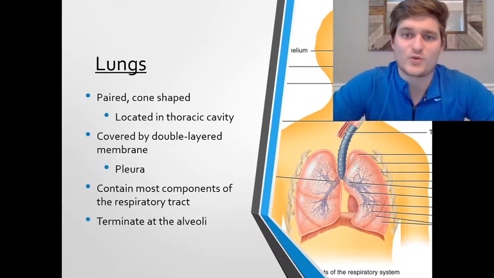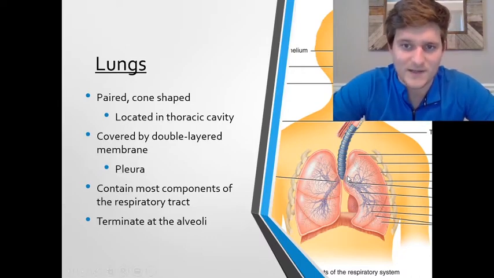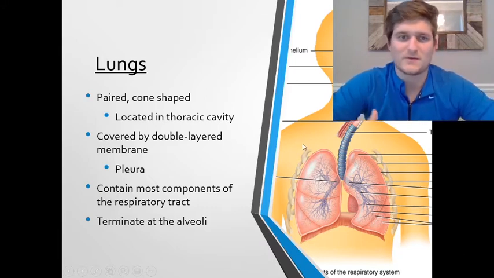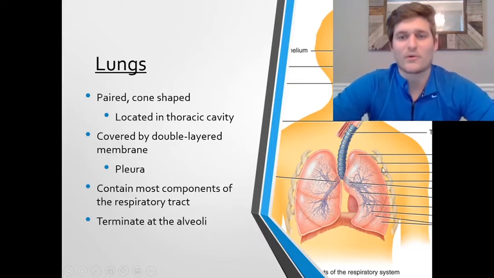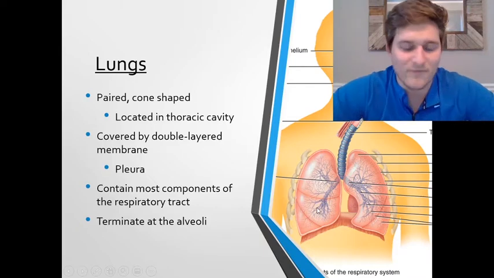Air coming in from the trachea is going to enter this left and right bronchi, and then that air has officially entered our lungs, which are these two cone-shaped structures here that are located within our rib cage, within our thoracic cavity.